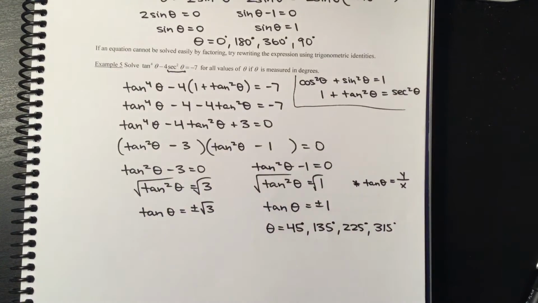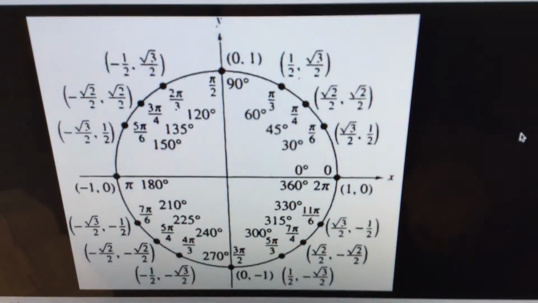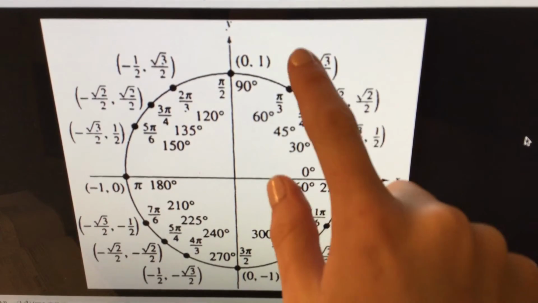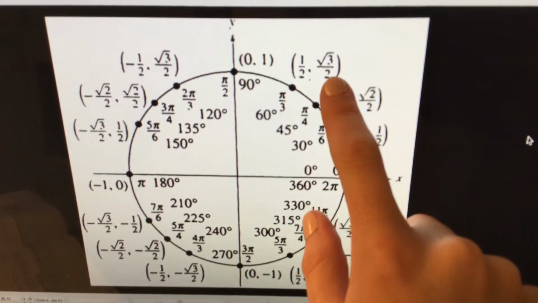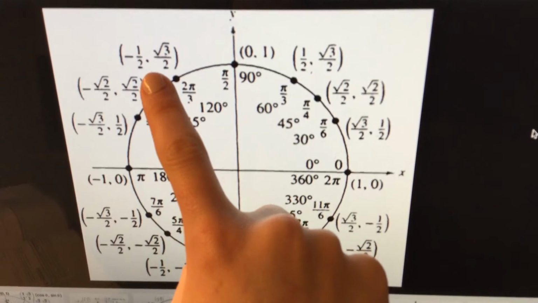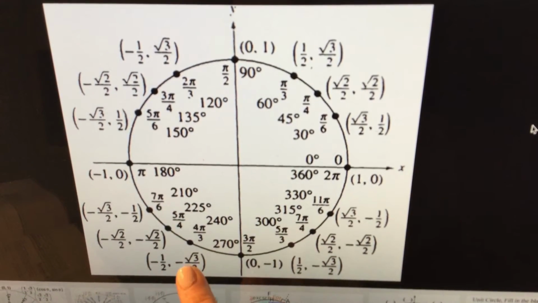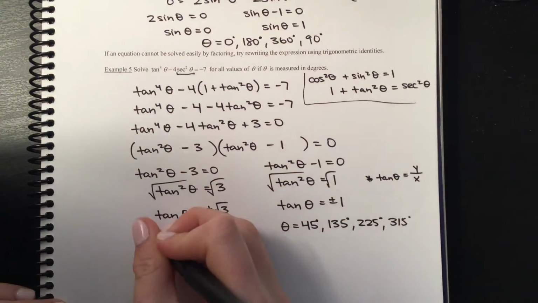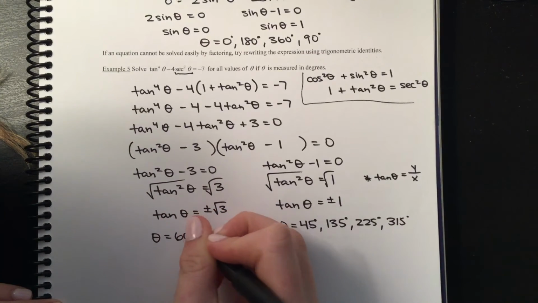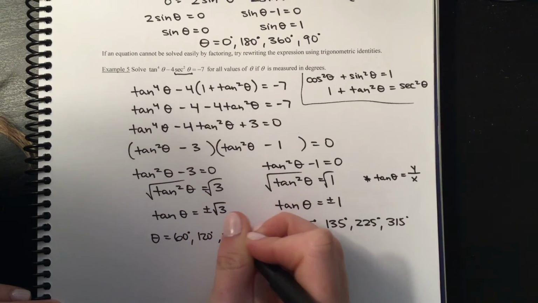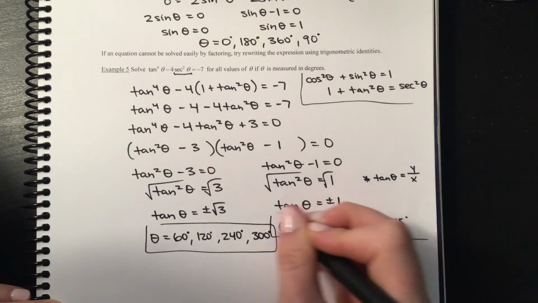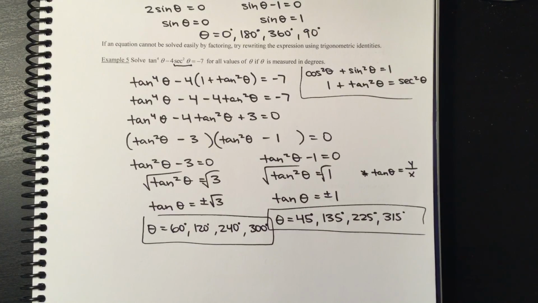This part, plus or minus the square root of 3, I get the square root of 3 when I am in this family right here. So that if I take this value and divide it by this value, I end up with the square root of 3. So this would give me root 3. This would give me negative root 3. This would give me root 3. This would give me negative root 3. So all of these: 60, 120, 240, and 300. Okay, so I ended up with 8 possible answers for this equation. All right, so that is the end.